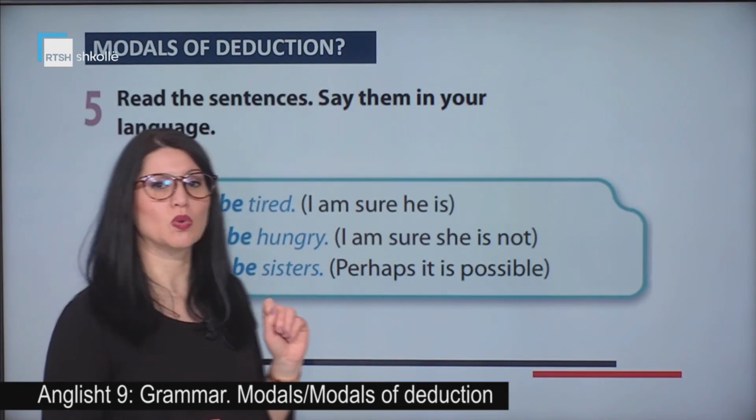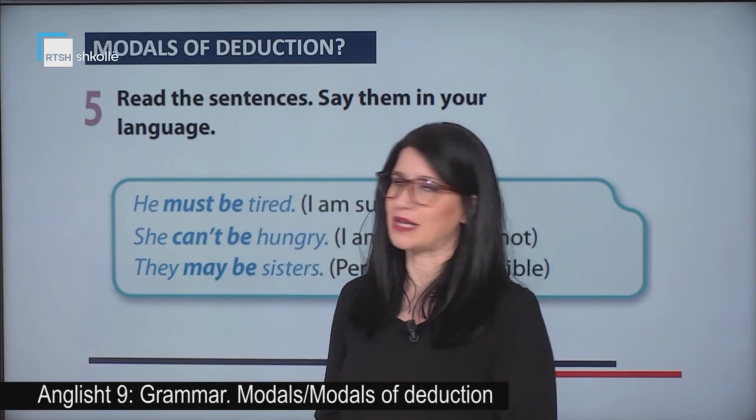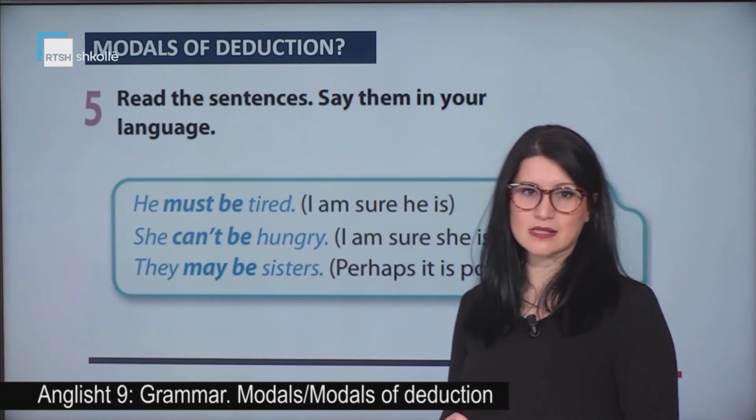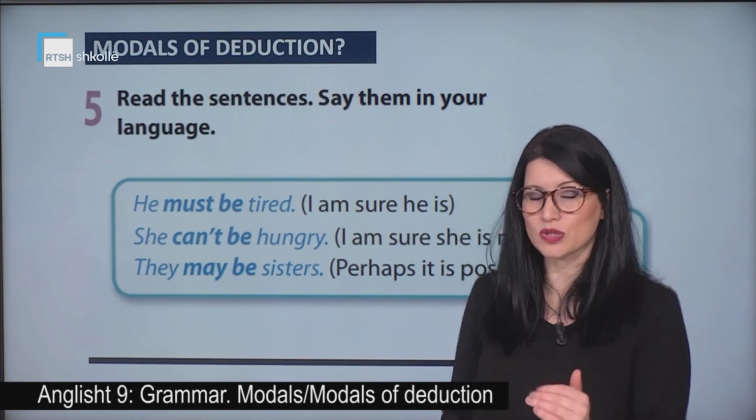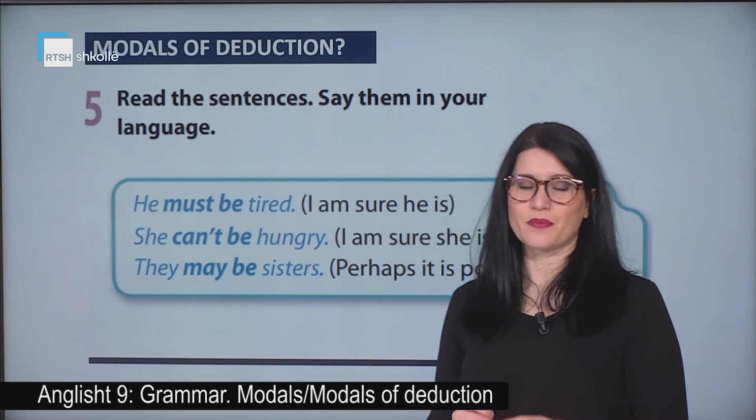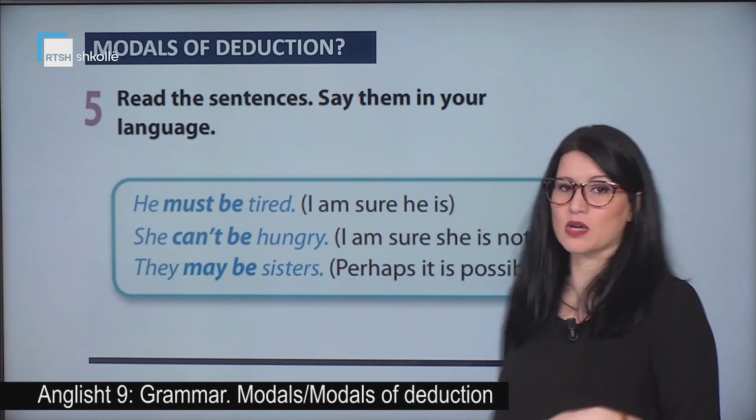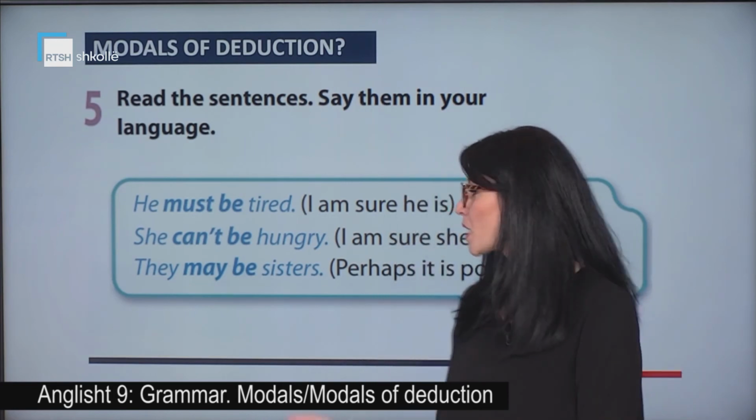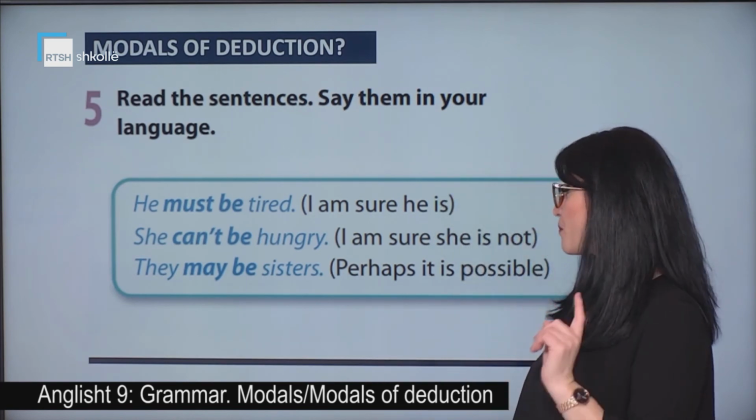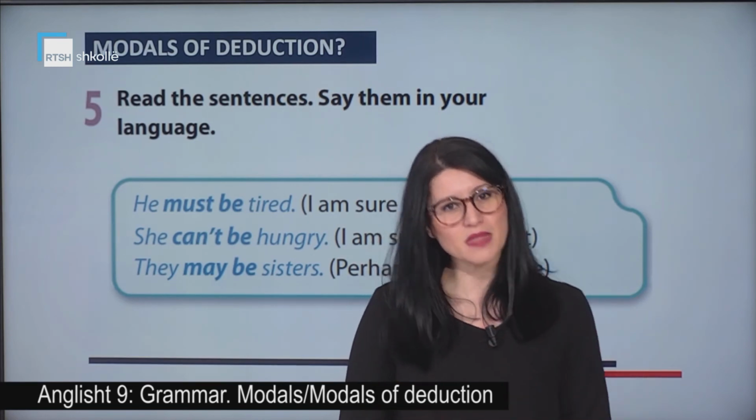So, we are going to read the sentences and we are going to say them in our language, in Albanian. The first one, he must be tired. I'm sure he is. I am 100% sure that this person is tired. She can't be hungry. Why? I'm sure she is not, because maybe she has just eaten something. The last one, they may be sisters. I am not very sure, but they may be sisters. Perhaps, or it is possible that they may be sisters. I am 50% sure that they may be sisters.